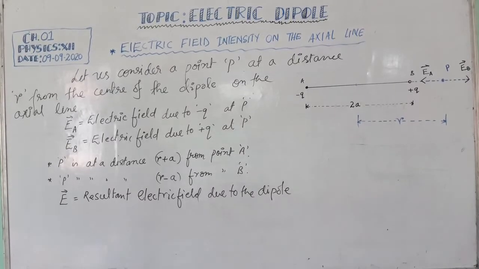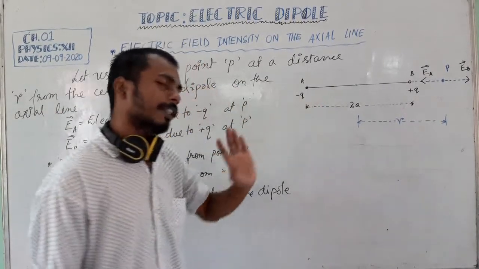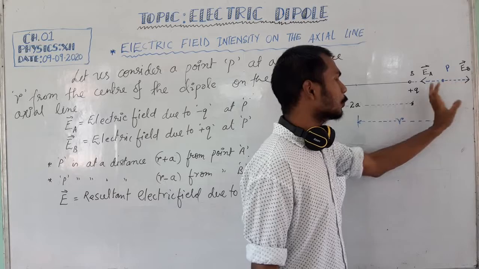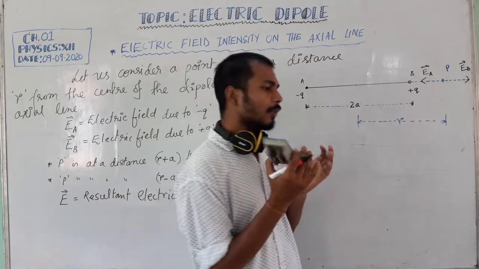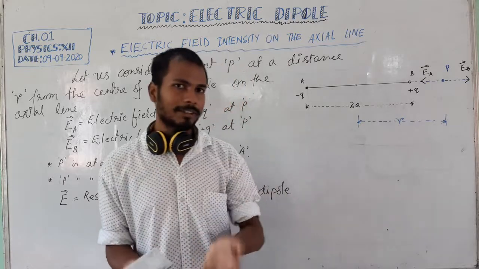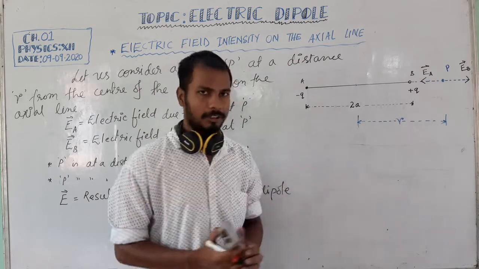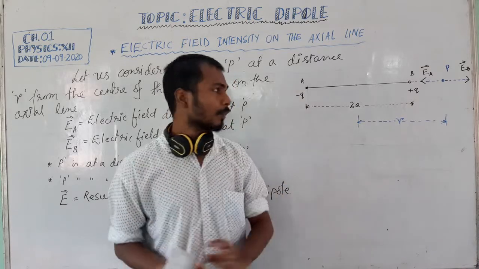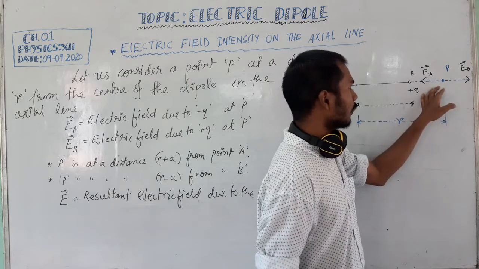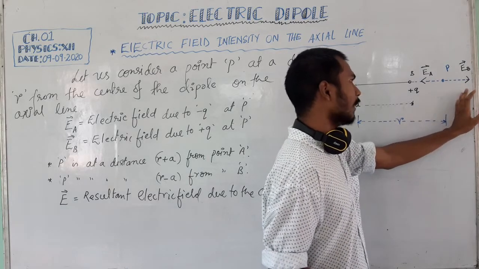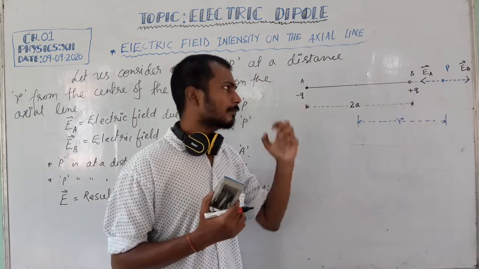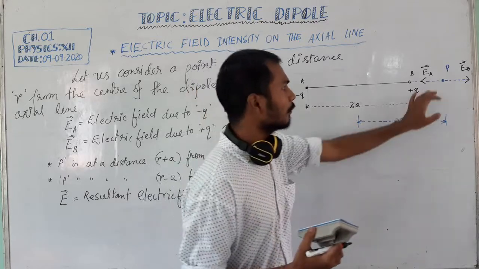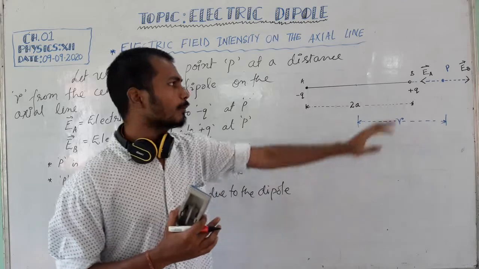Now we are going to find the resultant electric field, because there are two electric field vectors. If there is more than one vector, then we have to find the resultant of all the vectors to get the net vector. In this case, there are two vectors and they are opposite in direction. Now how will you find the value of the resultant electric field vector? If they are vectors, then the resultant will be the vector sum of these two vectors.